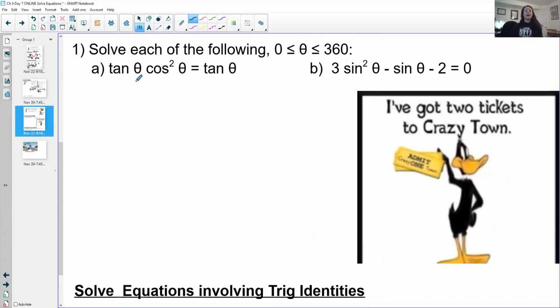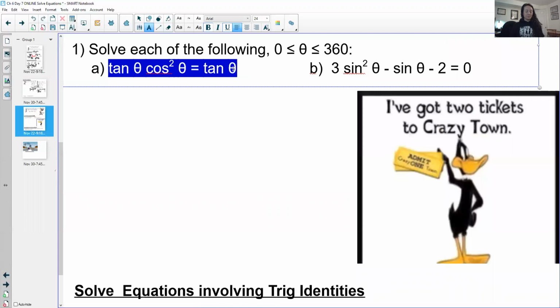All right, let's start with this one right here. We have an equation. It asks us to solve for theta, where theta is between 0 and 360 degrees. First step would be to factor. So actually, let's copy this out.